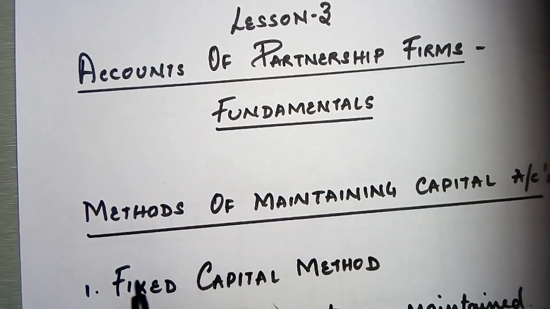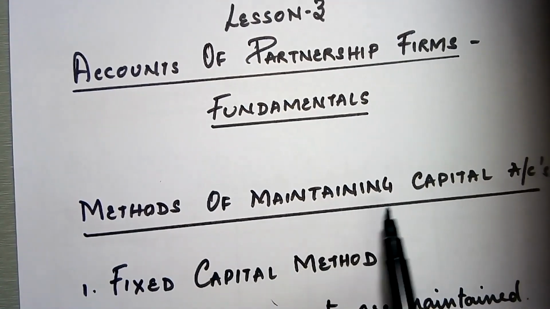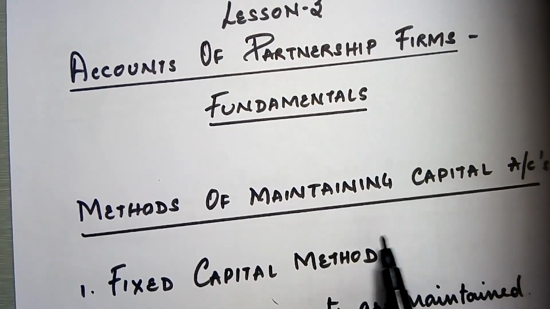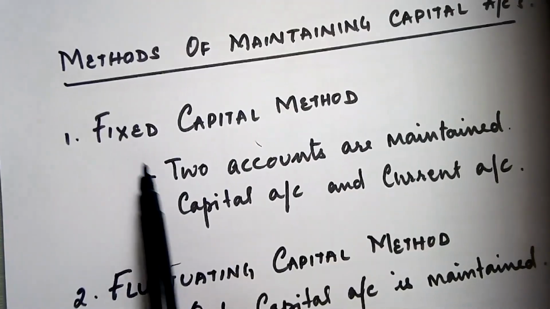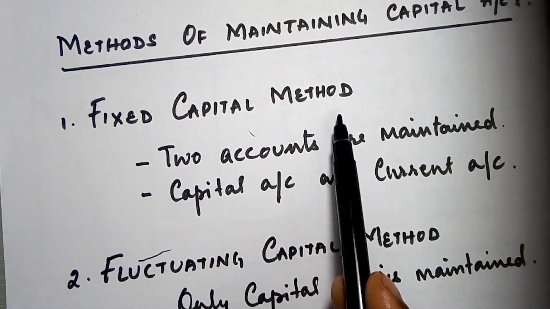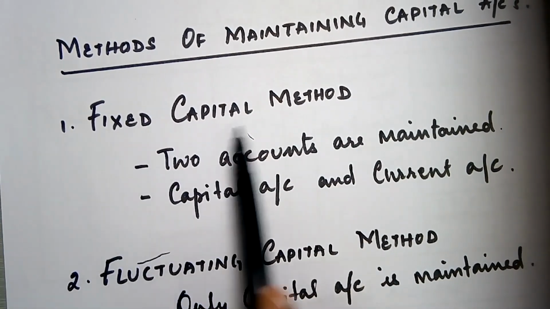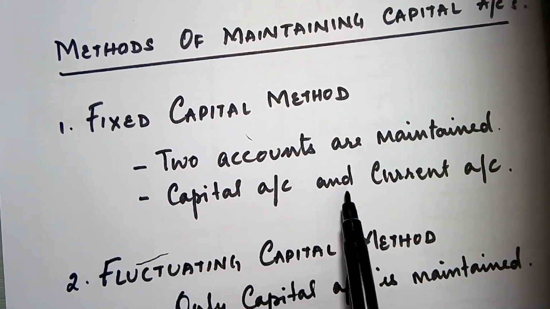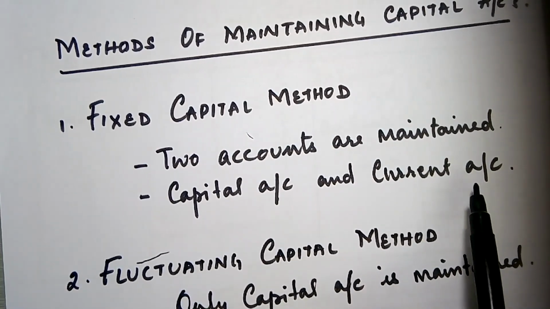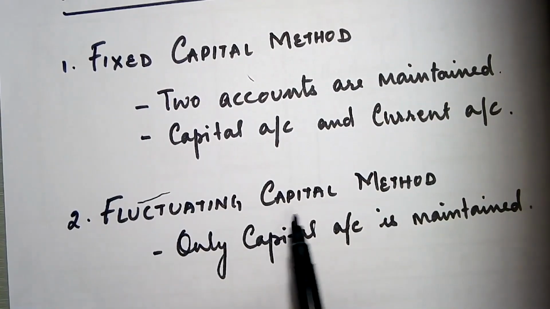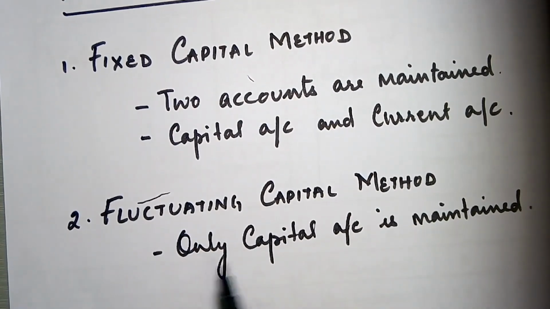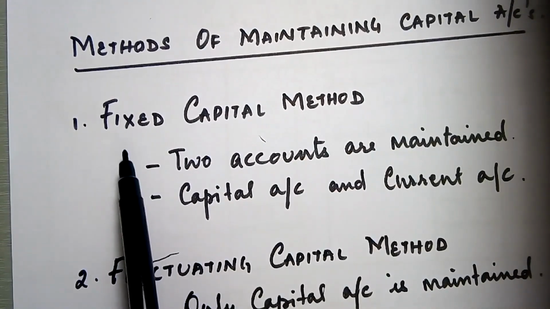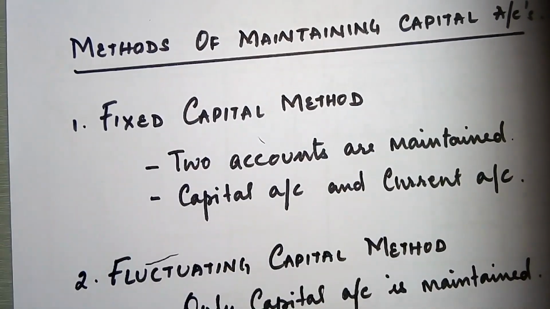Now, in this chapter, we will learn methods of maintaining capital accounts. There are two methods to maintain capital accounts. The first is fixed capital method. Under fixed capital method, two accounts are maintained, capital account and current account. The second method is fluctuating capital method. Here only capital account is maintained. And today we are going to do fixed capital method.